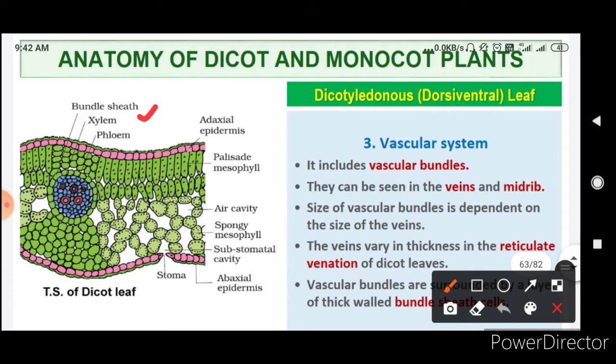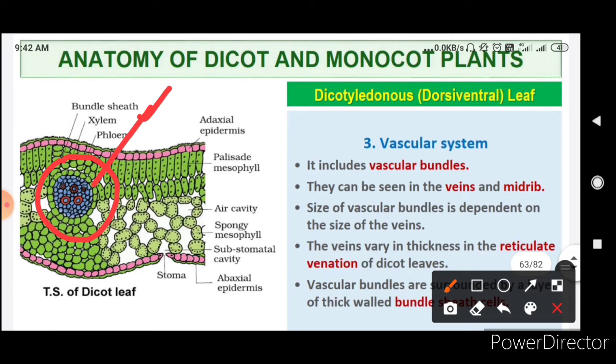Here, bundle sheath. Here it is important to note that the green color outlining you can see is nothing but the bundle sheath, and this gives support to the xylem and phloem, the important bundles for transportation and conduction. So this bundle sheath cell gives support to that.